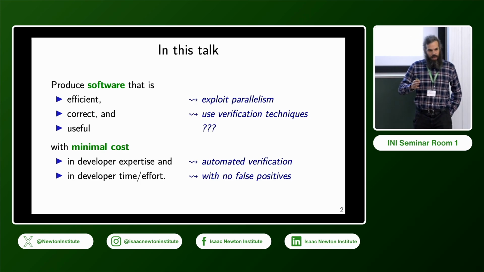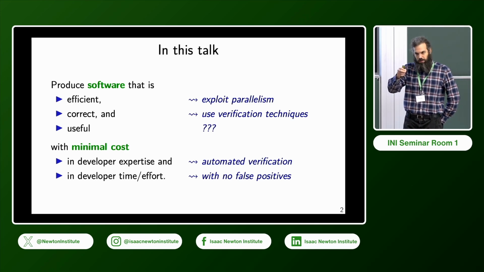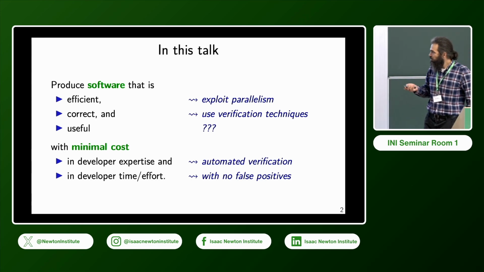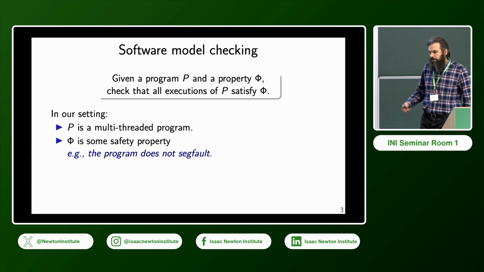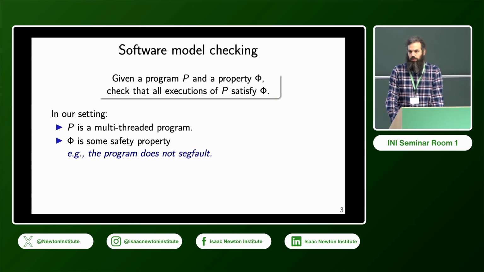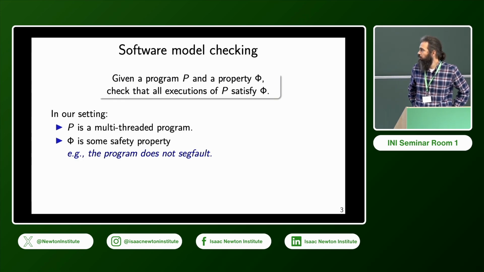Or if it fails to verify your program, it will give you a concrete counterexample, a trace of the program execution that exhibits the error, so it is a real error. So that's what I'll be talking about. The general technique that I'll be using is model checking. So what is model checking? You're given a program and a property, and you want to check that all executions of the program satisfy the property. In my setting here, the program is a multi-threaded program, and the property is some safety property.